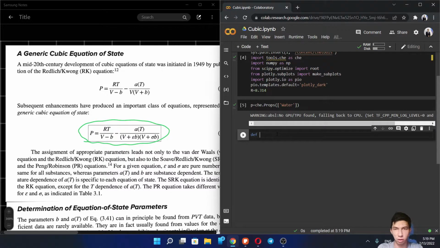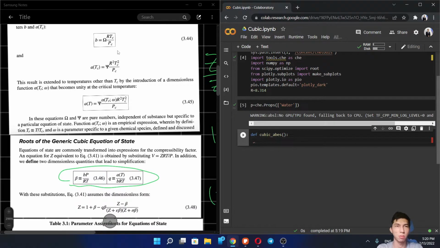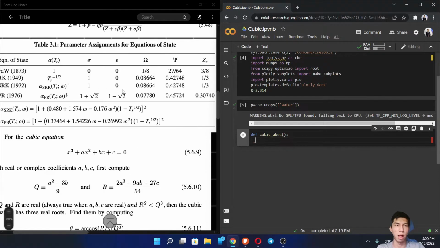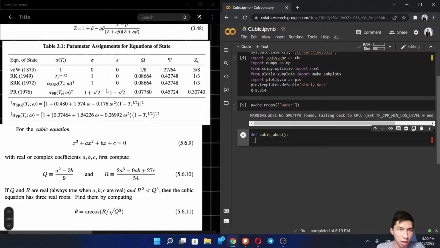So let's define the function now. Let's call it cubic AB, for the A and B values, epsilon and sigma, right? So we have some equations for calculating the A and B values, and our epsilon and sigma values are already given, so we will be using the SRK method. This line here represents the values we will need. So let's start by getting that.